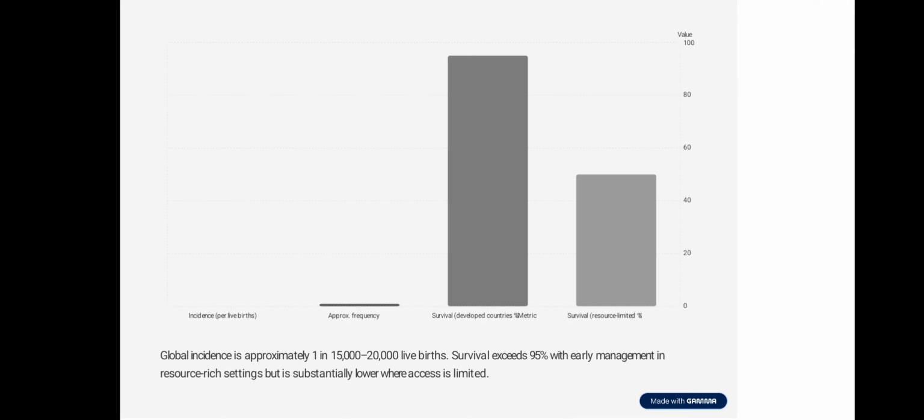Moving on to the global incidence. Global incidence is approximately 1 in 15,000 to 20,000 live births. Survival exceeds 95% with early management in resource-rich settings but is substantially lower where access is limited.